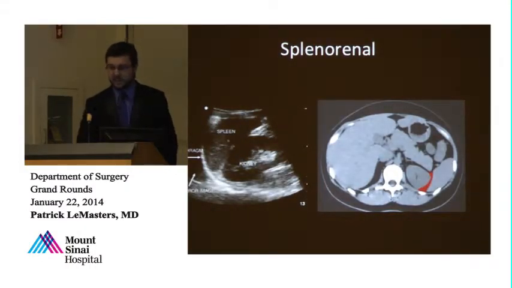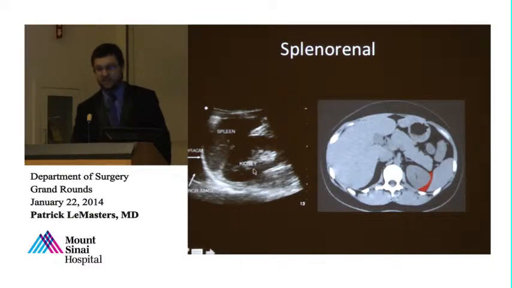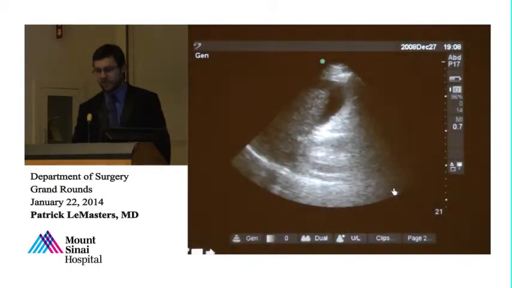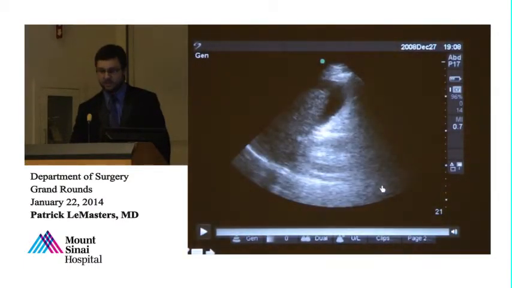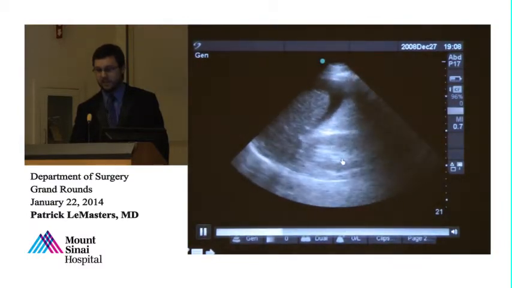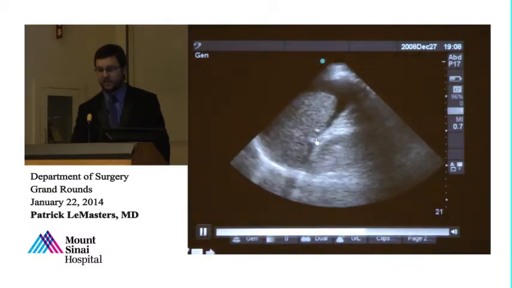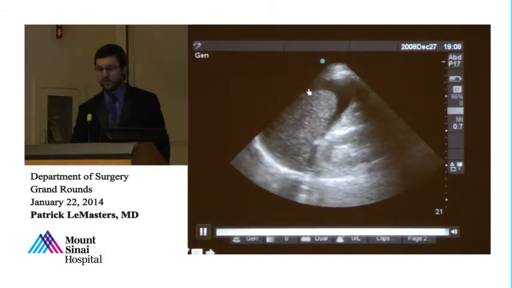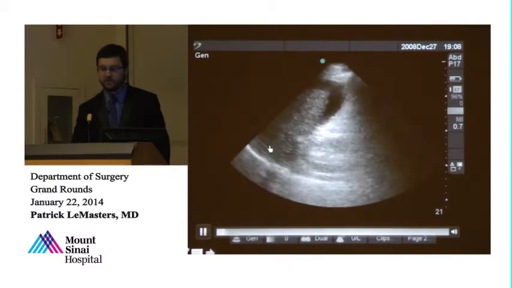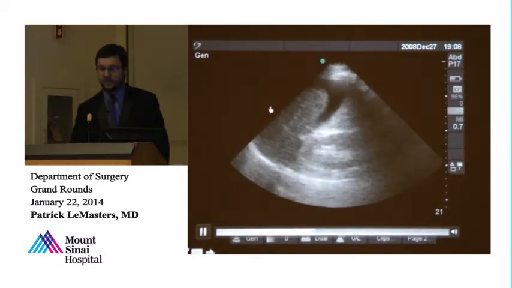So again, looking at a still image here, you can see the left kidney, the spleen, the diaphragm, and no fluid seen between the two. This is a negative study, and this is the accompanying CT scan. So let's look at a positive study. Here you see the kidney and spleen, a large amount of fluid here, and also looking above the spleen, between the spleen and diaphragm, you can see the fluid tracking up here as well.